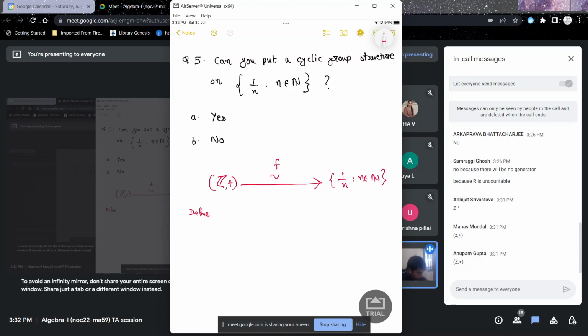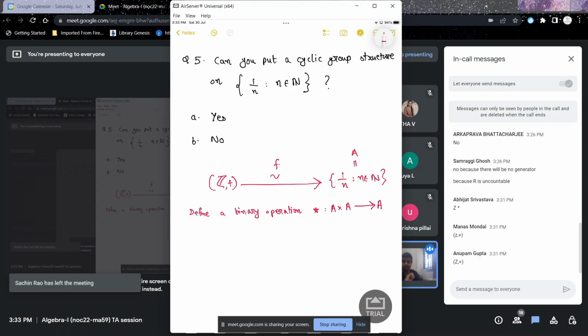Okay, so what I am saying is, we need a group structure on our set. So define a binary operation star. Let's call this set A, for the sake of simplicity. So star: A cross A to A. How do you define it? Observe that since F is a bijection from Z to our set A, every element of the set A can be written as F of n, for some unique integer n, because we have a bijection F, that is an injection and a surjection.